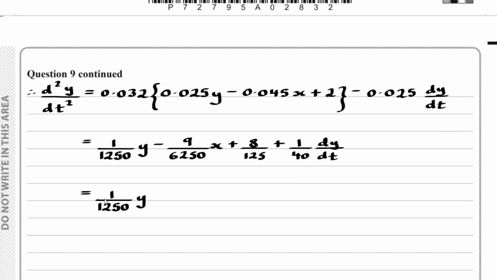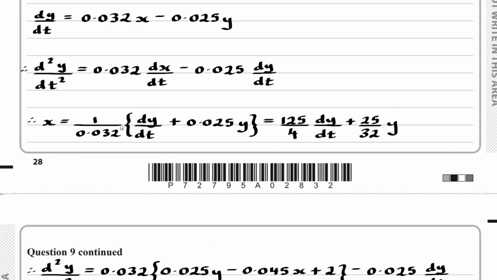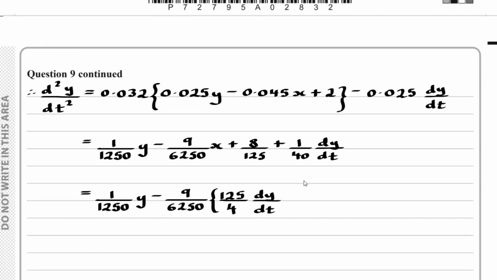So we've got 1 over 1250y, subtract 9 over 6250, multiplied by x, which is what we worked out over here, which is 125 over 4 dy over dt, plus 25 over 32y, and then we add on 8 over 125, and then we subtract 1 over 40 dy over dt.